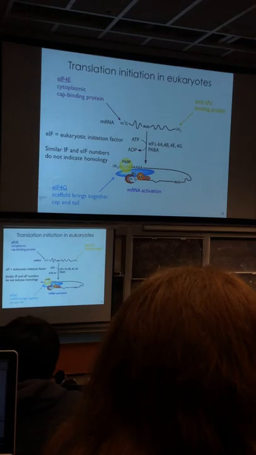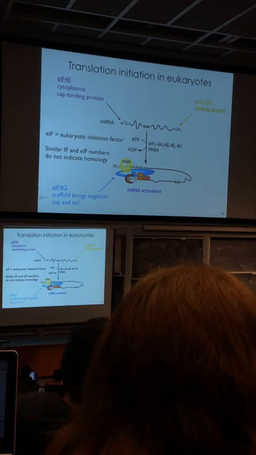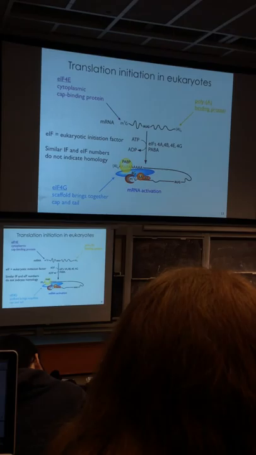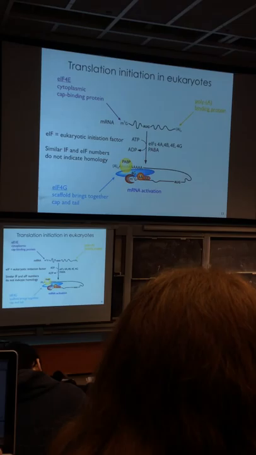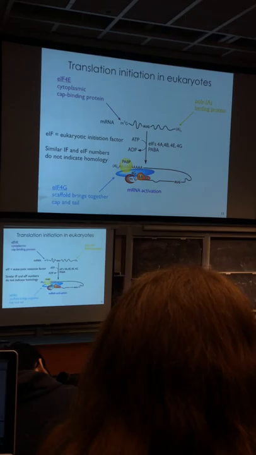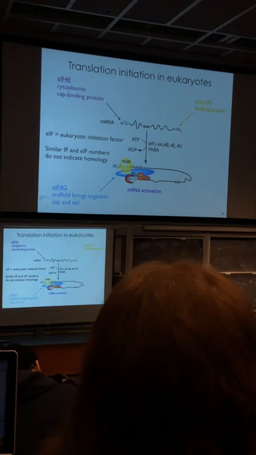So 4G serves as essentially a scaffold that is going to bring together poly A binding protein and the cap binding protein. And so in this way, the cell is able to check that the same transcript has both a cap and a poly A tail, and is actually a transcript that should be translated. The assembly of these factors is sometimes referred to as mRNA activation, and the fact that the very 3' end of the mRNA is bound back near the 5' end through these interactions is said to be that the mRNA is forming into a closed loop.